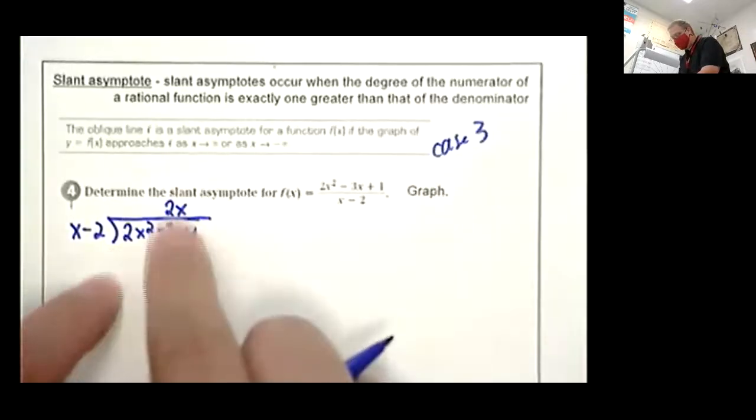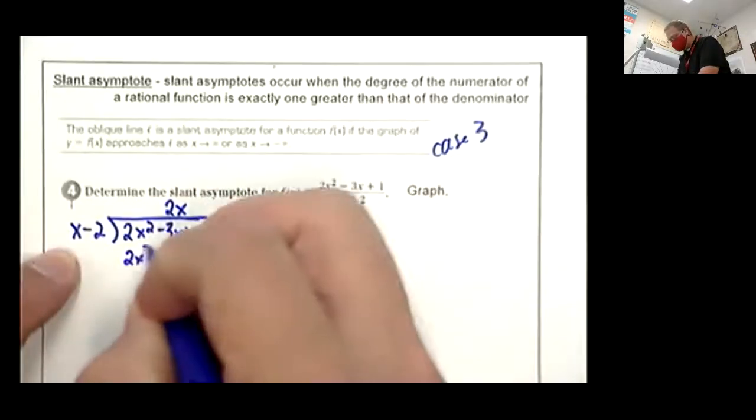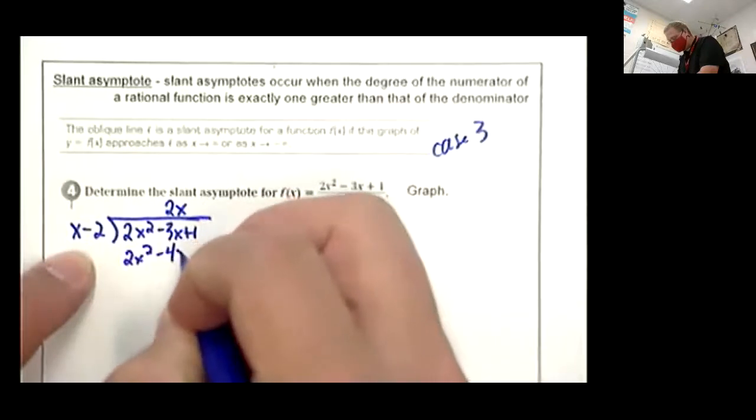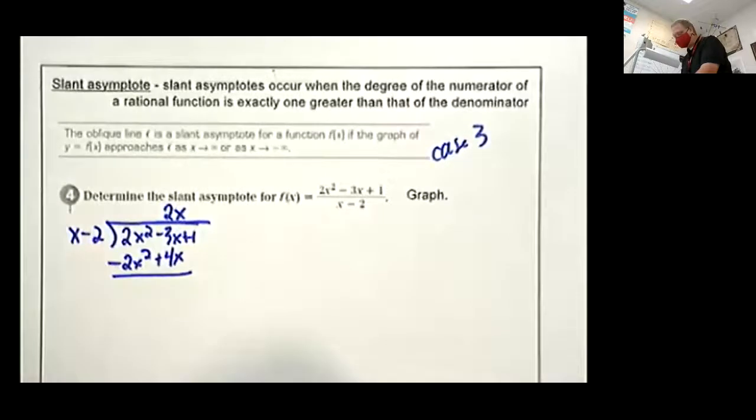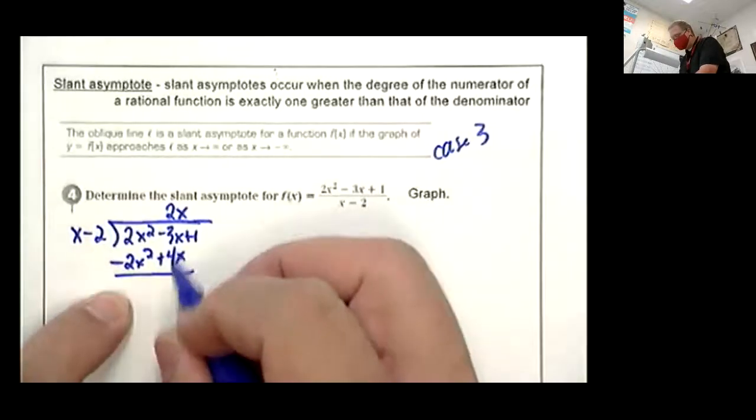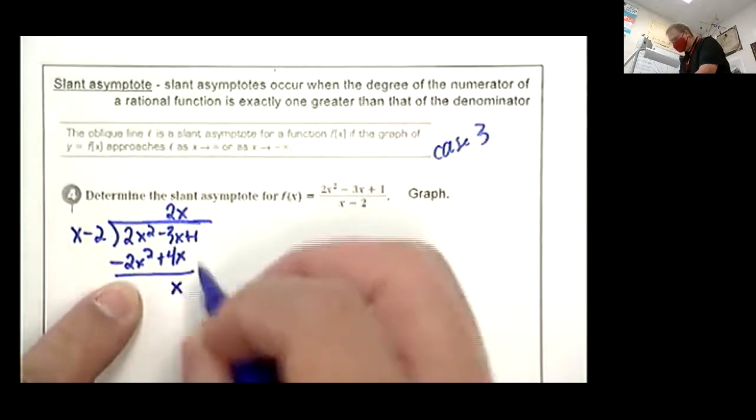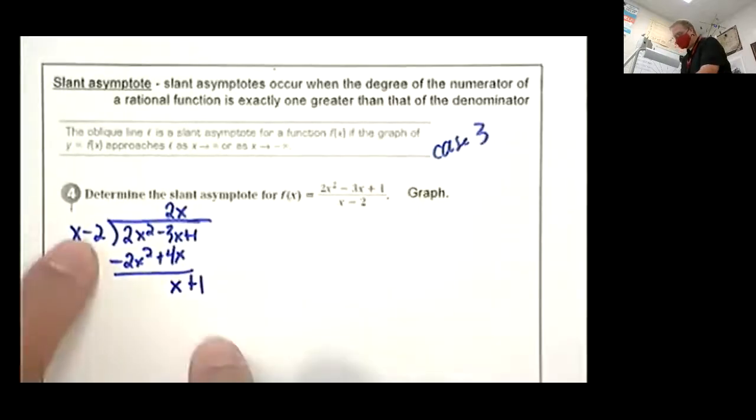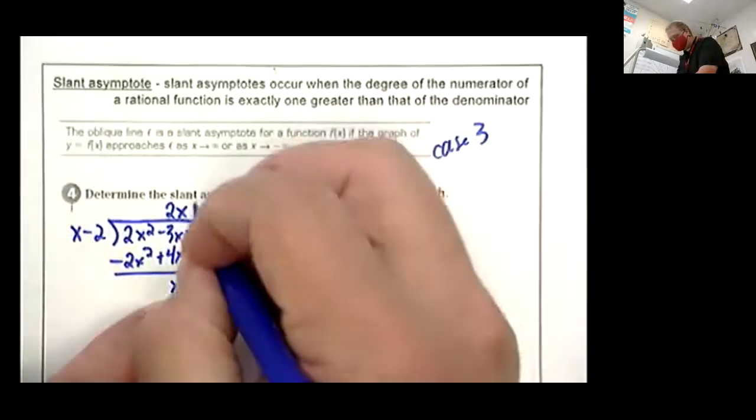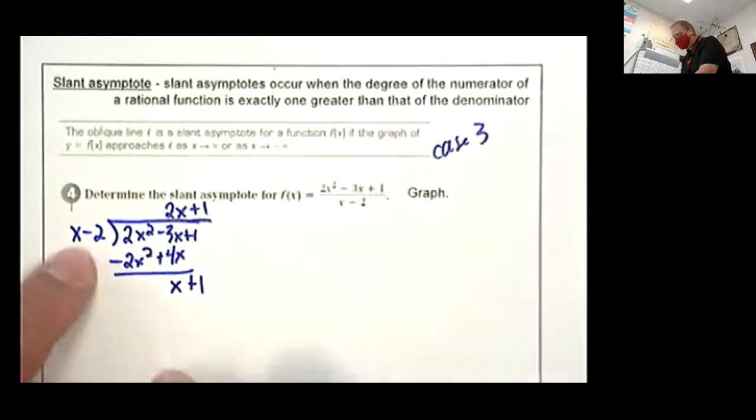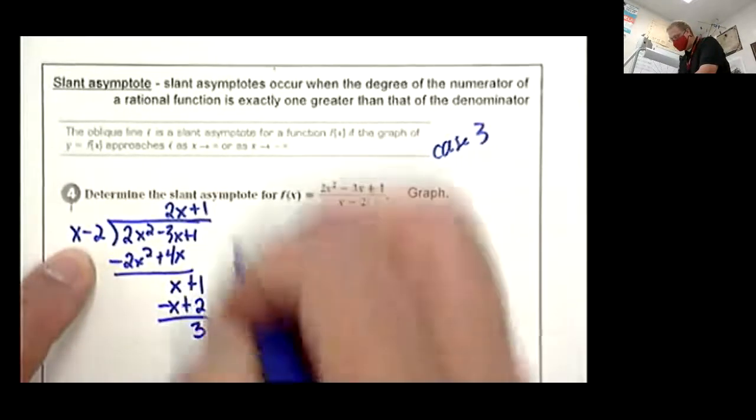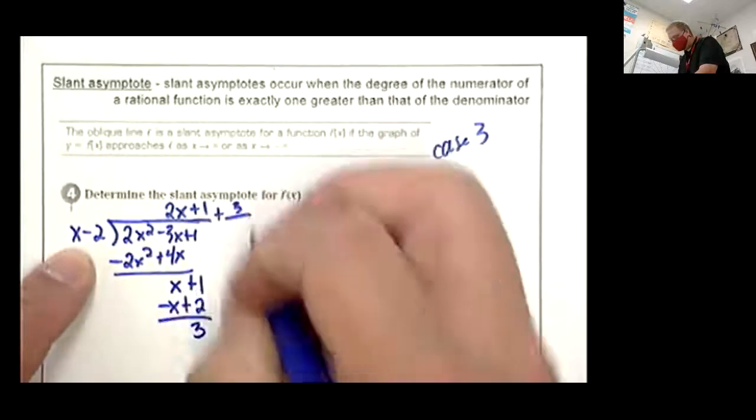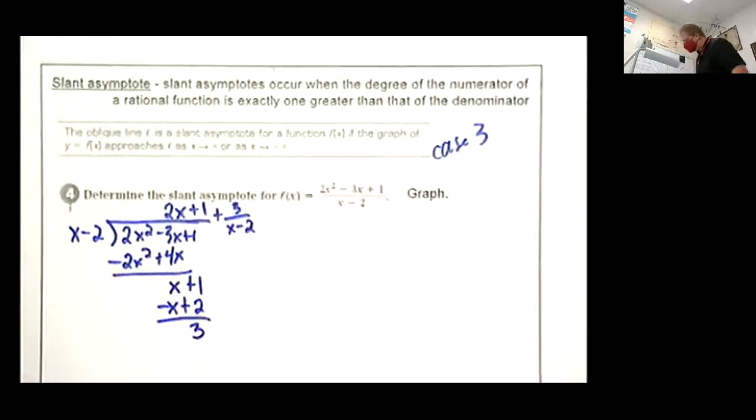We multiply back. 2x times x minus 2 is 2x squared minus 4x. Then we need to change signs to subtract, and that gives us x. Now we drop down the 1. What do we multiply x by to get x? Well, that's 1. And then we multiply back. That's x minus 2. We change signs. That gives us 3. So that gives us our remainder, 3 over x minus 2.